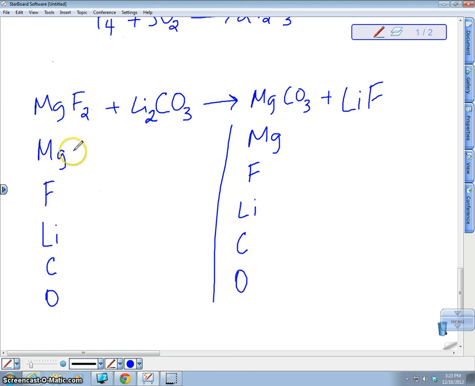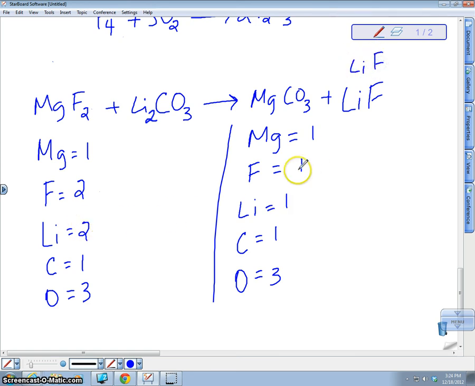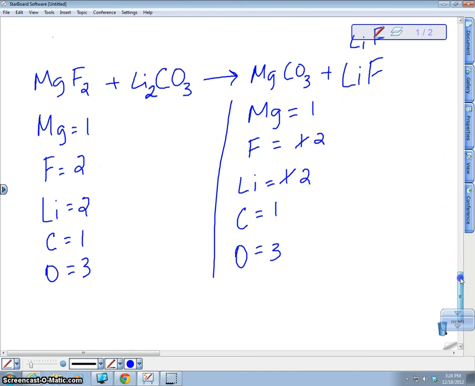On my reactant side, I have 1 magnesium. I have 2 fluorines, 2 lithiums, 1 carbon, 3 oxygens. On my product side, 1 magnesium, 1 fluorine, 1 lithium, 1 carbon, 3 oxygens. The only things out of balance are the fluorines and the lithiums. So I'm going to just say I need another lithium fluoride here. That gives me 2 fluorines, 2 lithiums. Everything else stays the same.